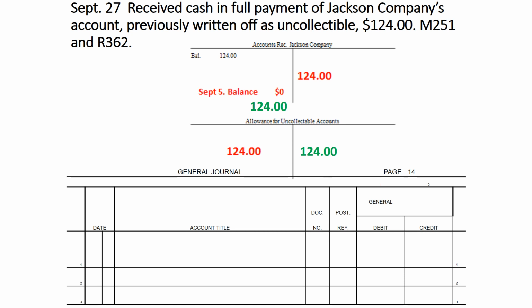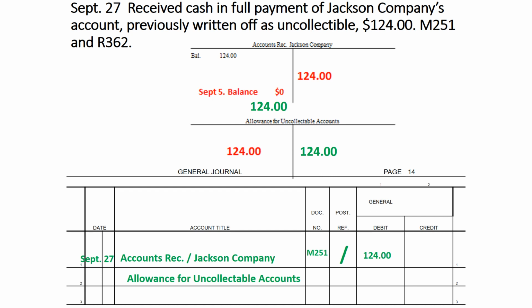So now I post this, and basically this is going to act very similar. September 27th, they paid us, accounts receivable Jackson Company. I'm going to put my M251. I'm going to put my slash in the post reference, and my general debit will be 124, basically saying that, yep, these guys owe me money now because I'm reopening. Now, my credit for this transaction will be my allowance for uncollectible accounts, which is 124.